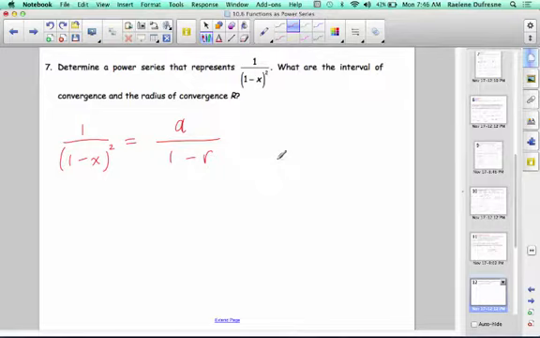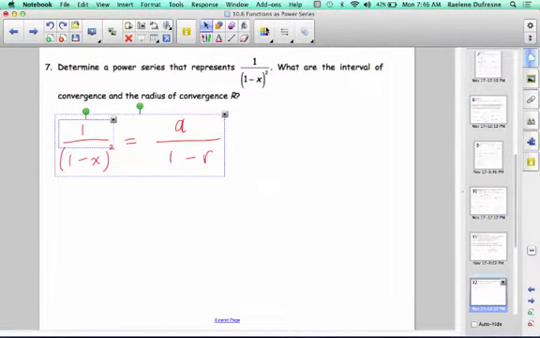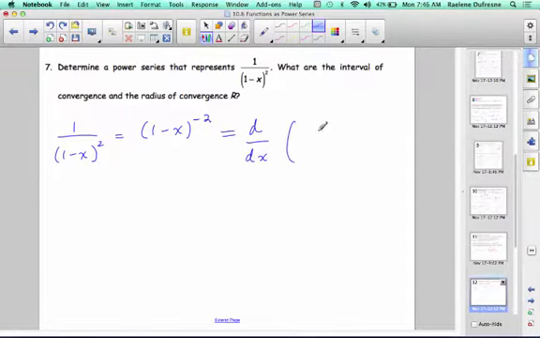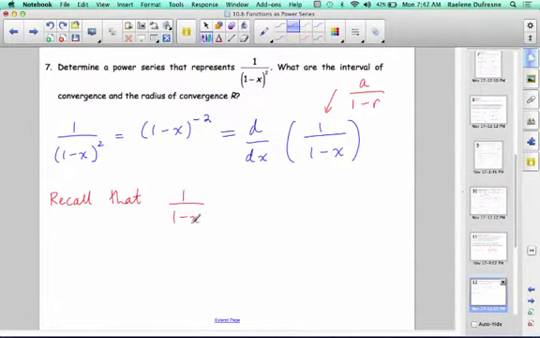So what we need to do is recognize 1 over 1 minus x all squared in a different way, one that doesn't involve algebra. What we can see is 1 over 1 minus x all squared is the same as 1 minus x to the exponent of negative 2, which may remind us of having taken the derivative of 1 over 1 minus x. Now 1 over 1 minus x does have the form of a over 1 minus r. And as a result, we can recall that 1 over 1 minus x is the basic geometric power series, with an interval of convergence of x contained from negative 1 to 1.